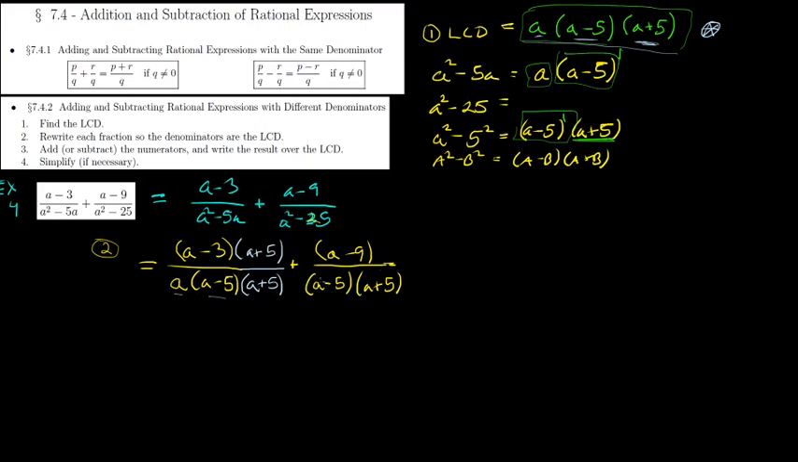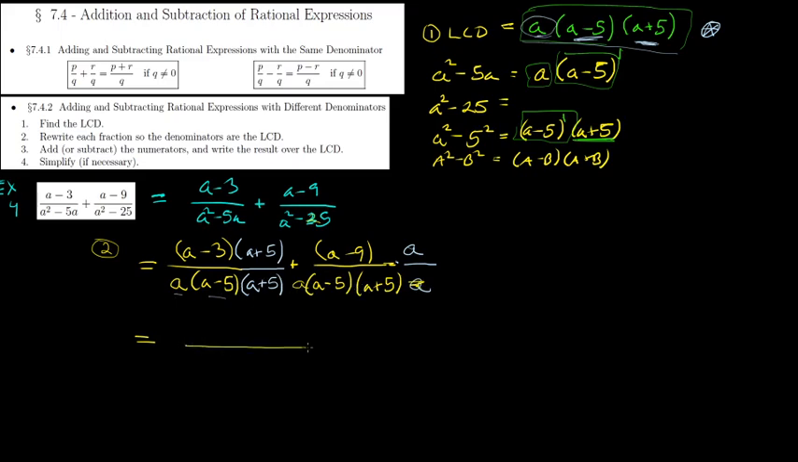For the second fraction, we have a minus 5 times a plus 5, right? And so in the LCD, we have a minus 5 times a plus 5. What are we missing? We don't have the a here. So I have to multiply the denominator by a and the numerator by the same a. Okay? So when I do all that, now the denominators are the same. Well, the a should be in front, of course, but that doesn't matter. It's just to keep the same order.